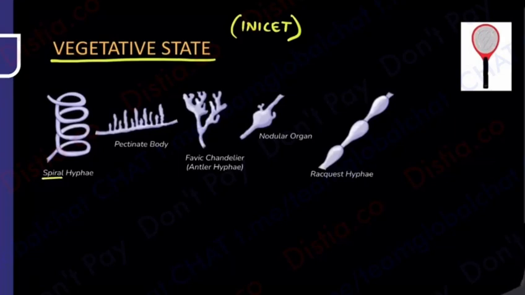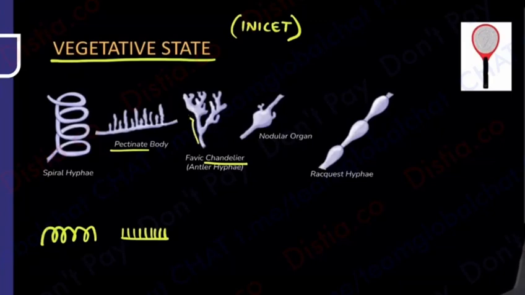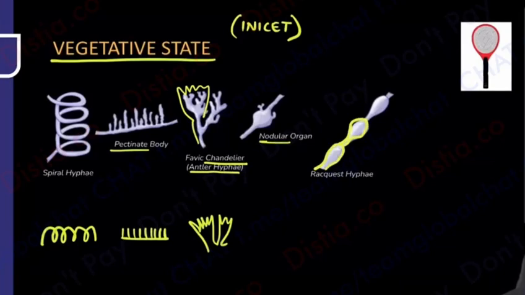Either they can look spiral. You can see over here that there is some spiral configuration, or they can have a pectinate body. Pectinate looks like a comb. Then there is a chandelier. Everyone's aware of what a chandelier is, the beautiful glass chandeliers in big hotels that hang like this. It also looks like the antlers of a deer. Then if it looks like a nodule, you call it a nodular vegetative state. And if it looks like a tennis racket, you call it a racket hyphae.